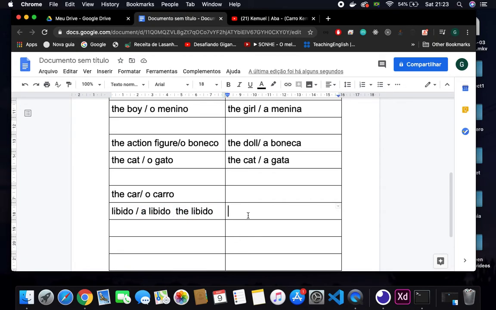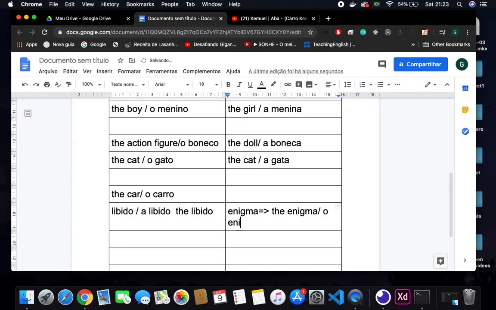Okay, now give us an example when the word ends with the letter A and is male. One example is the word enigma. Okay, in English, you just say the enigma. But despite ending with the letter A, in Portuguese, you have to translate it as o enigma. Okay?